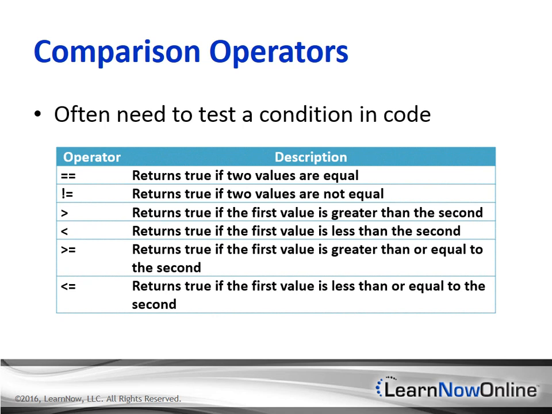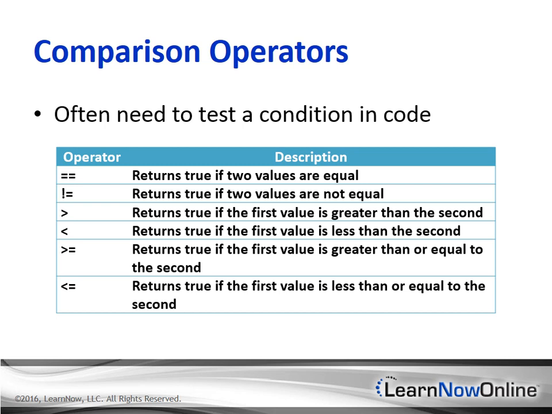And these compare two different values. First is the equality operator, which is two equal signs. Now make sure you don't confuse this with a single equal sign, which is the assignment operator. Two entirely different functions. So the equality operator returns true if two values are equal.